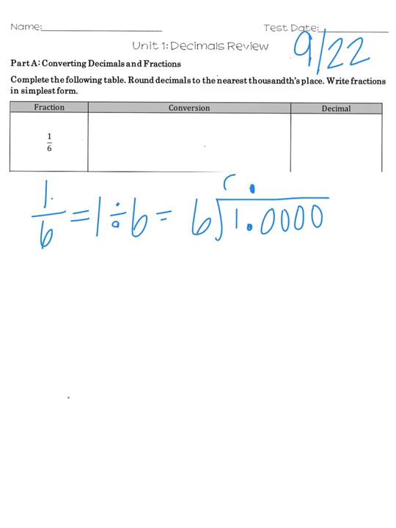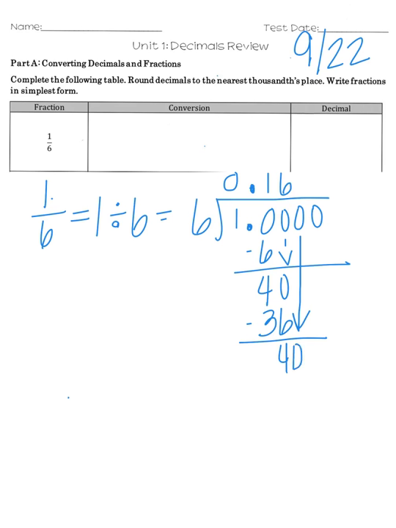6 goes into 1 0 times. 6 goes into 10 1 time. When we subtract, we get 4, and we bring down a 0. 6 goes into 40 6 times. 6 times 6 is 36. We subtract, we get 4, and bring down a 0. 6 goes into 40 6 times. 6 times 6 is 36. And again, we see that a pattern is emerging. If we continue to divide, bringing down a 0, we would see that this decimal repeats.